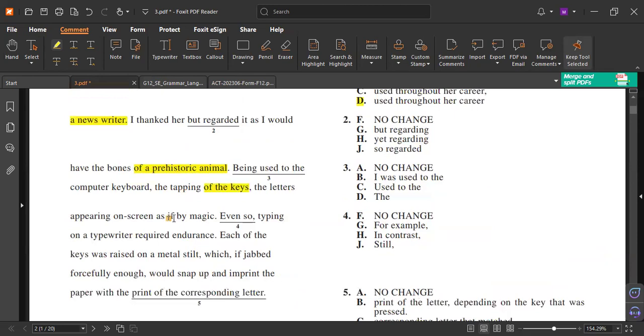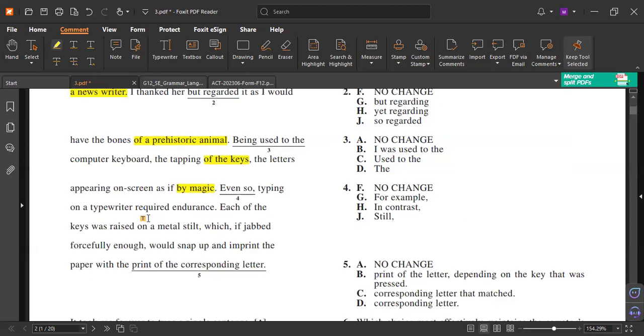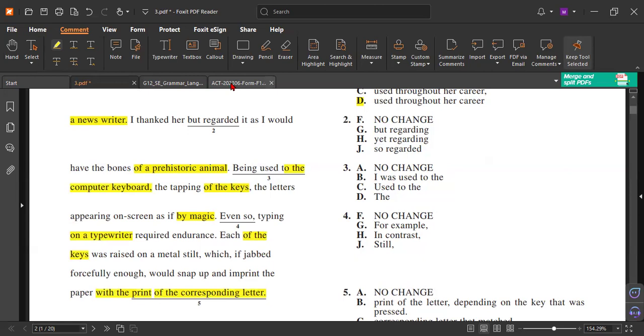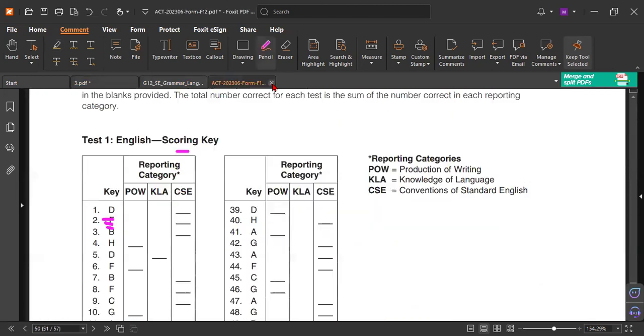Yes or no? By magic. On screen, it's an adjective, a compound adjective, on screen. Do you catch it? Of the keys. On a typewriter. Preposition phrase. Look, to the computer keyboard. Look, with the print. Again, of. Do you imagine it? But that means I need to find the prepositions.